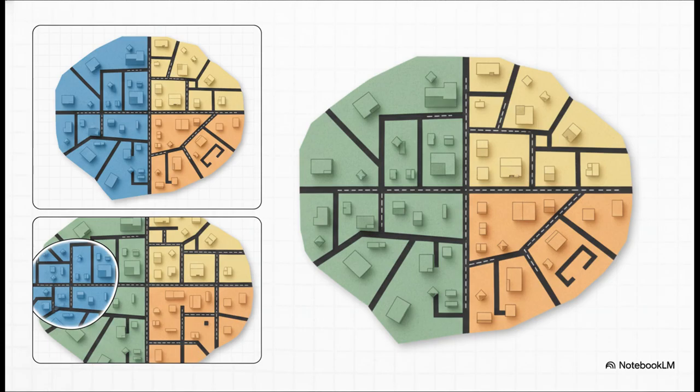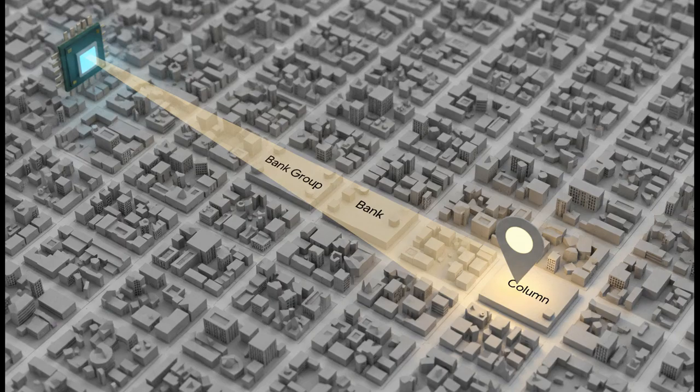Inside those, you've got smaller districts called banks. And then within each bank, you've got this huge, perfect grid of streets, the rows and columns. And that's where all the data actually lives. So how does the CPU find anything? It uses a 31-bit address, which is basically just like a set of GPS coordinates.